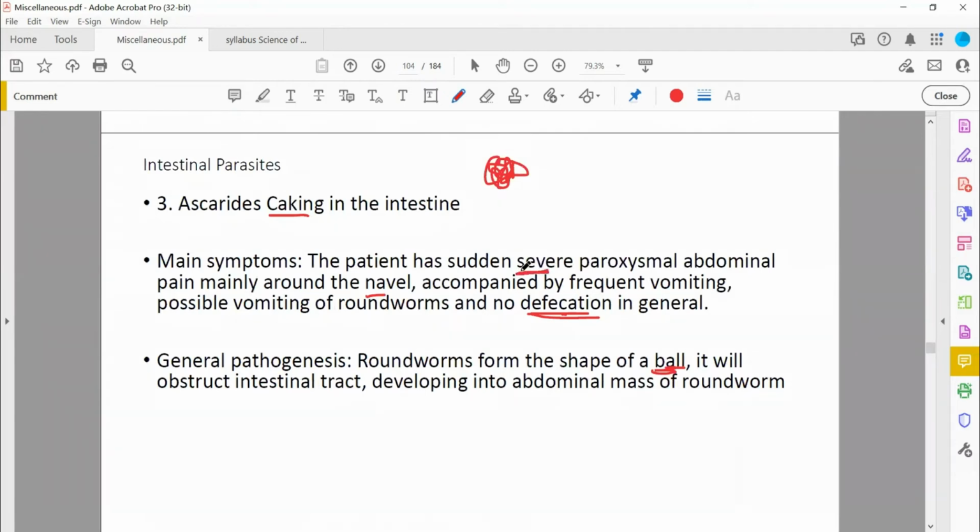Still, this one is the same, severe. It's severe, right? Go to the emergency room, and this one, there's a mass. You can palpate the mass. It's like a ball over there around the navel, right? The navel is here. You can feel it, or the navel is here. So it could be anywhere around the navel. You can feel the mass, and it's moving. So this one definitely will be something alive there, right? That's the parasites.